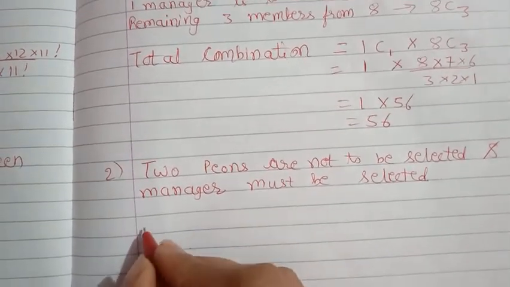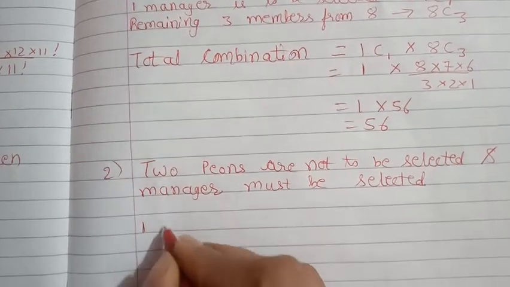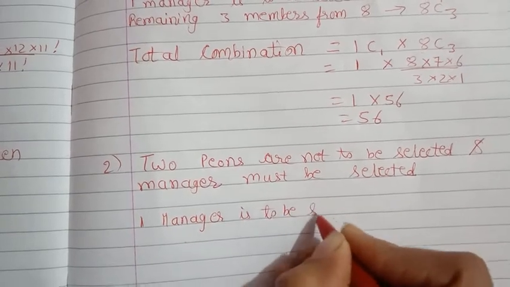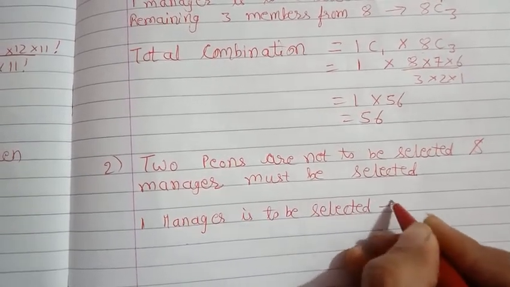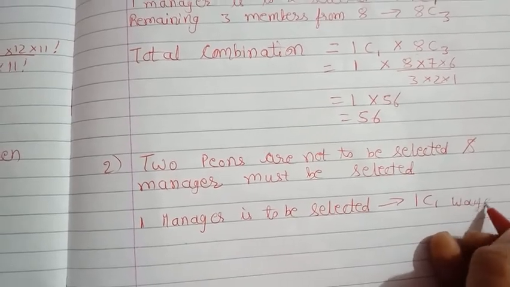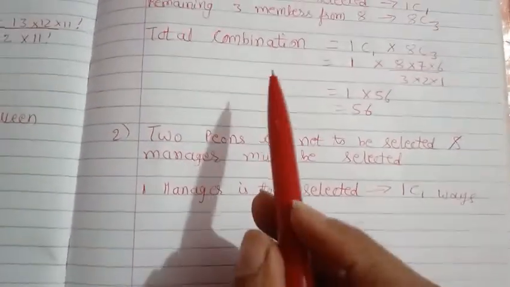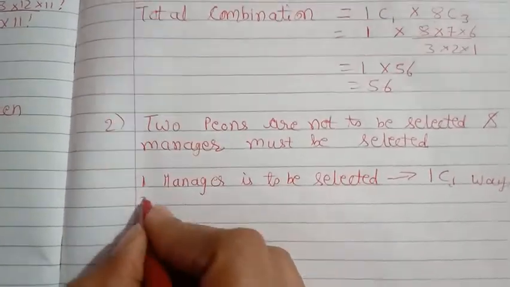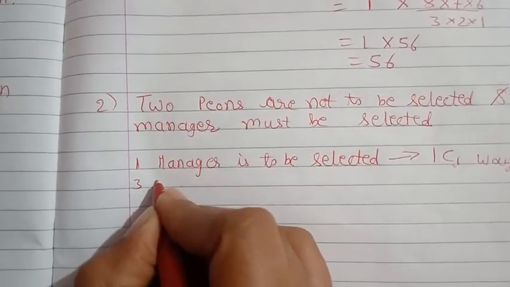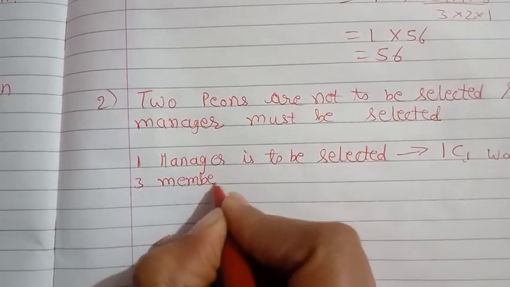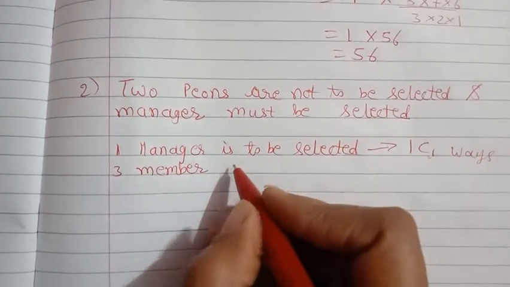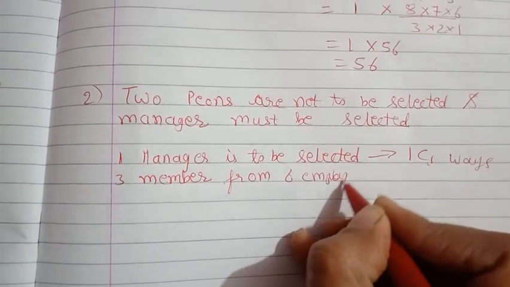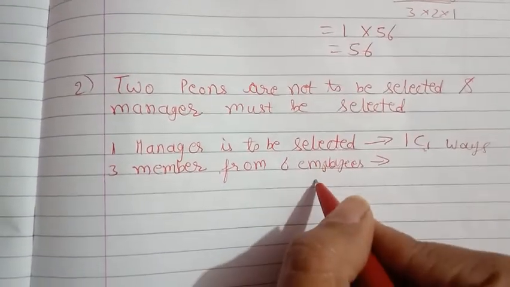Now if the manager is to be selected, or we can say if one manager is to be selected, it can be done in 1C1 ways, right? Now remaining 3 members, total committee of 4 members is there, from that one we have selected manager. So remaining 3 members of committee from 6 employees, we can say. Now why I have written 6 employees over here?